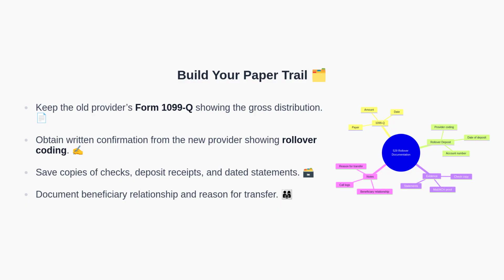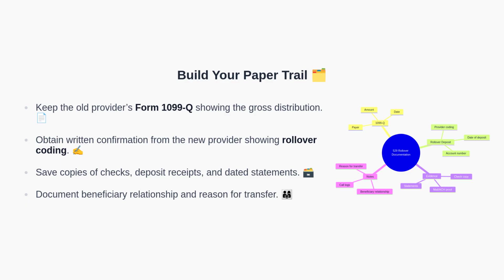As we continue, let's talk documentation. The old provider will issue Form 1099-Q showing the gross distribution. You need the receiving provider's records to reflect that your deposit was a 60-day indirect rollover. Retain copies of the check, deposit receipts, and any dated statements that confirm the deposit date.